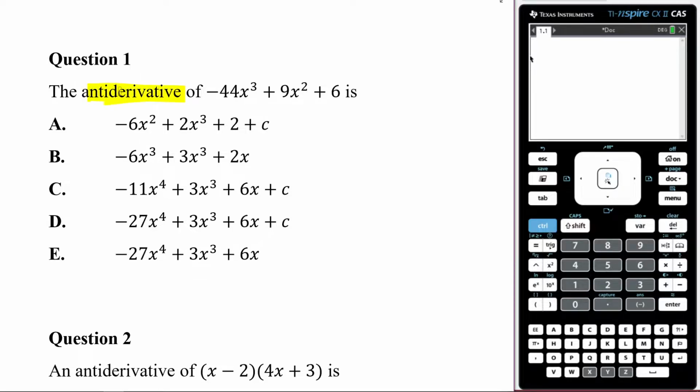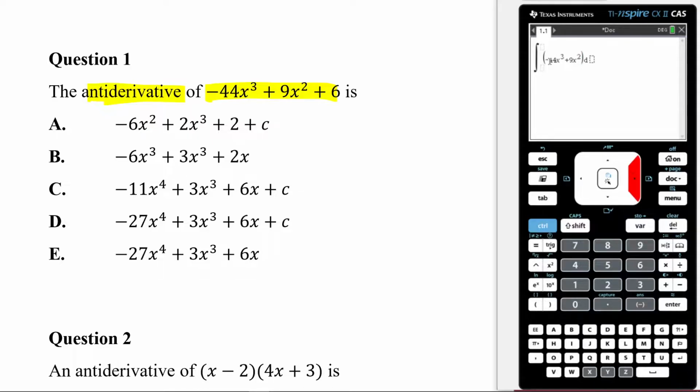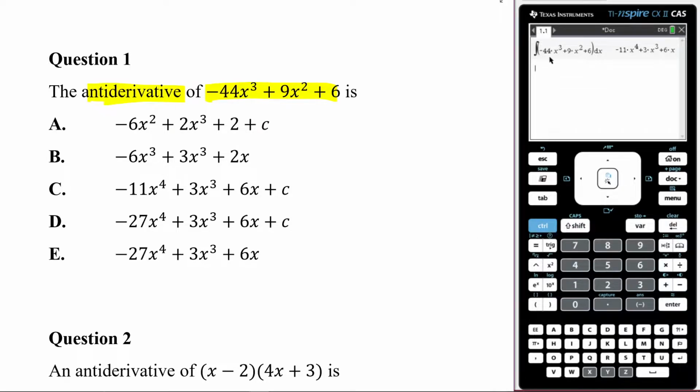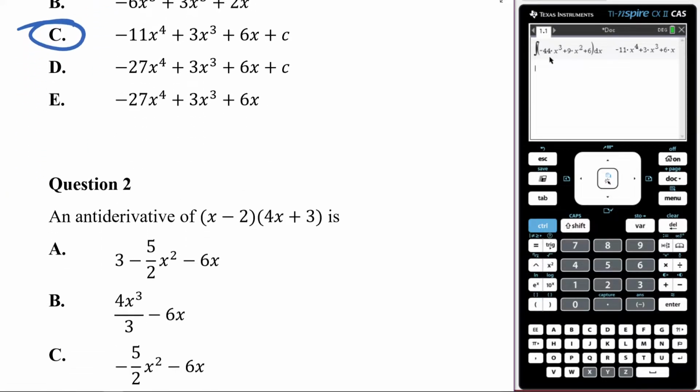The antiderivative of this right here. What I'm going to do is press shift plus, then enter negative 4 4x raised to the 3, plus 9x squared plus 6. Then I put an x at the end here, hit enter, and I get that. You look through your responses, and it's quite clear that my answer here is going to be C. Then you move on to the next one.